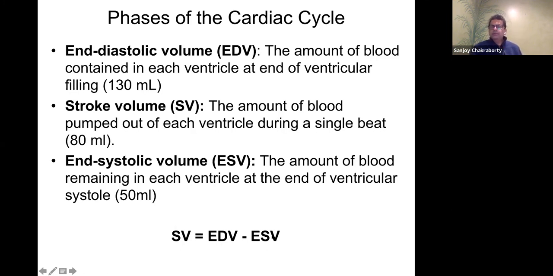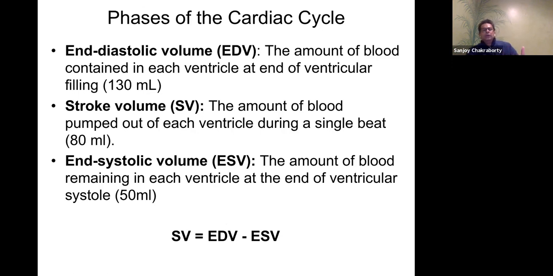Same thing, if your savings go up, your spending must go lower. So if ESV goes up, then SV goes down. So this is basic, simple math. When your EDV is up, SV is up. When your ESV is up, SV is down. Same thing as your income. Okay. So now if somebody asks you on what factors SV depends, your answer should be, it depends on EDV and ESV. So these are the two things that control the stroke volume.